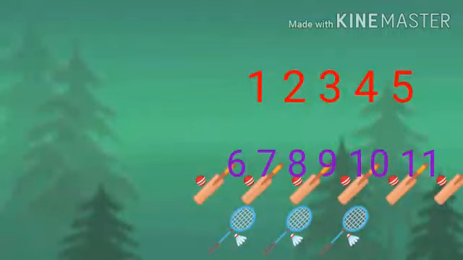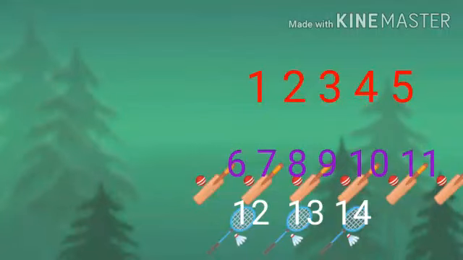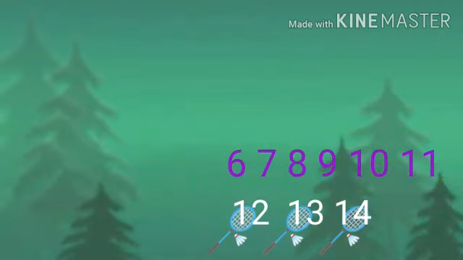6 bats are here. So you have to count 6, 7, 8, 9, 10, 11. Then we have 3 shuttles. So continue our counting. 12, 13, 14. So total number of sport items is 14. So the answer is there are 14 items in all.